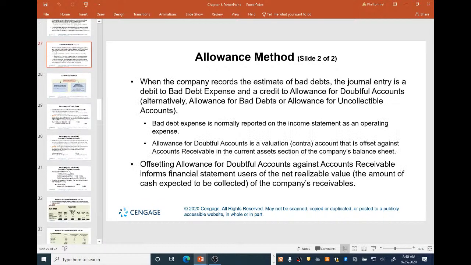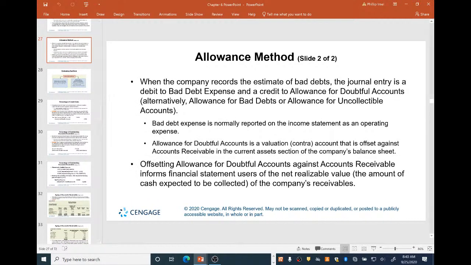So these just provide stuff that we need to be able to calculate the bad debt for the period. So now let's talk about the allowance method. It's when the company records the estimate of bad debts. The journal entry is a debit to bad debt expense and a credit to allowance for doubtful accounts. So that's going to be our entry at the time that we set up this account. Here's an alternative that says allowance for bad debts or allowance for uncollectible accounts. So any of these, it's just the terminology here, but it's all the same thing. The bad debt expense is normally reported on the income statement as an operating expense. Allowance for doubtful accounts is a valuation, a contra account that offsets your AR on your balance sheet.